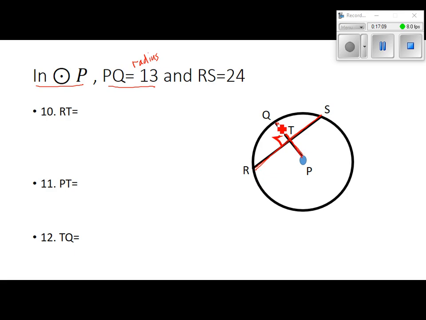Well, if this is a radius and this is a chord and it forms a right angle right here, then it has to bisect it. So RT has to be 12 and TS has to be 12. So I'm going to write that in. And that's one of our answers. RT right here is 12.